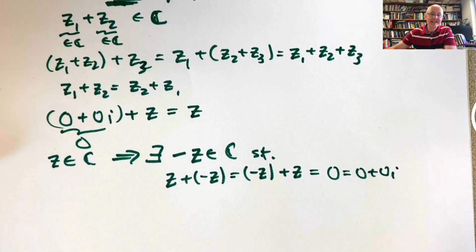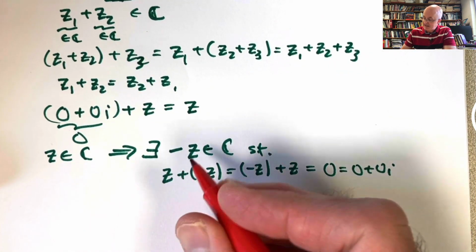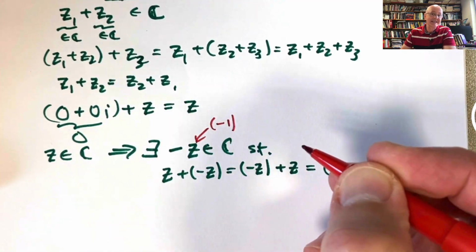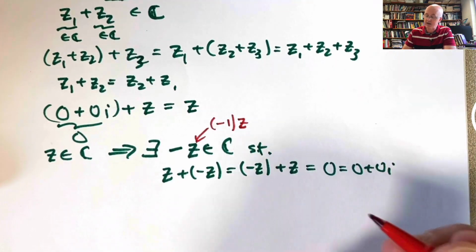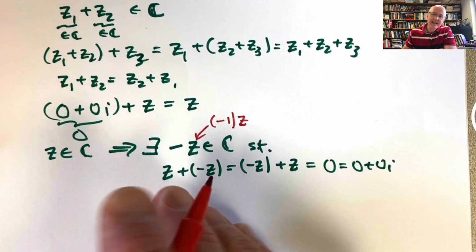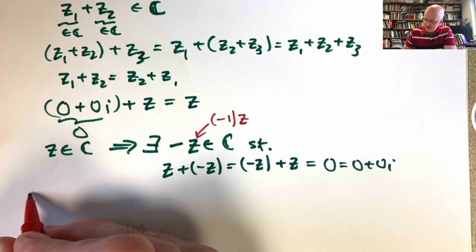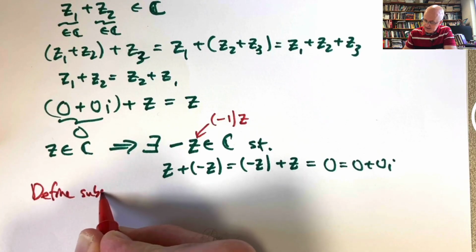Yes, negative z is suggestively written as our symbol for the additive inverse. It does mean the same thing ultimately, though this takes proof, as negative 1 times z. That's a scalar multiplication, as we talked about in video number 4. But the key thing that we want to get out of this for this video is this allows us to define complex number subtraction abstractly.